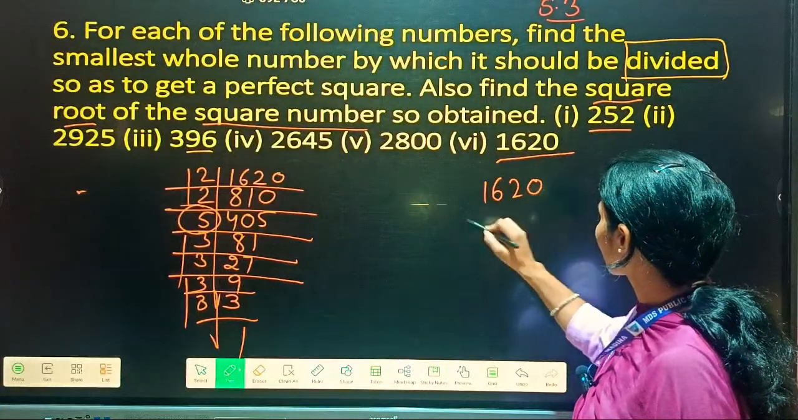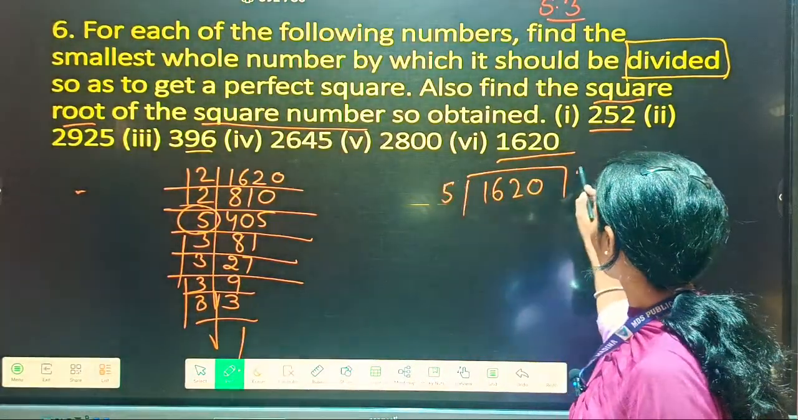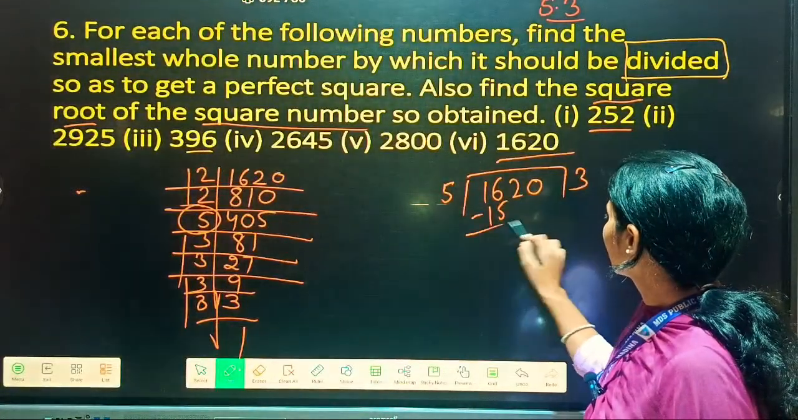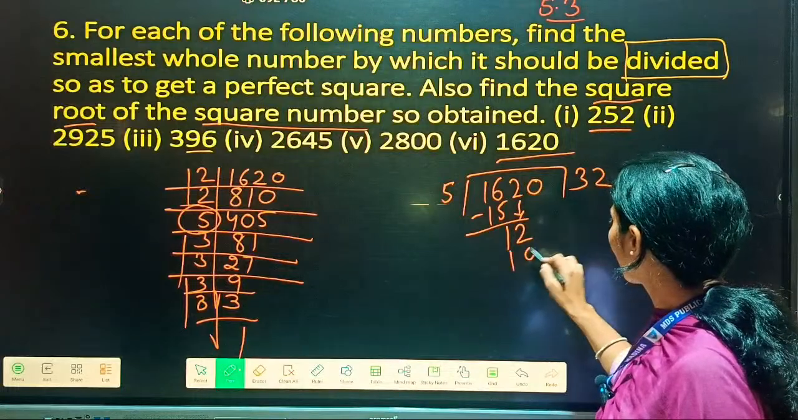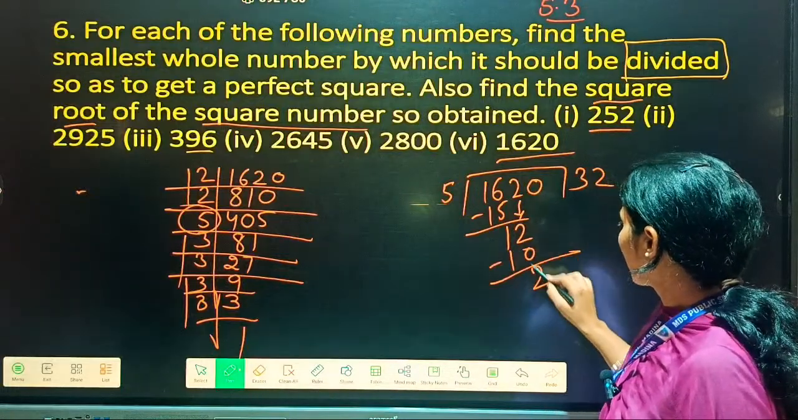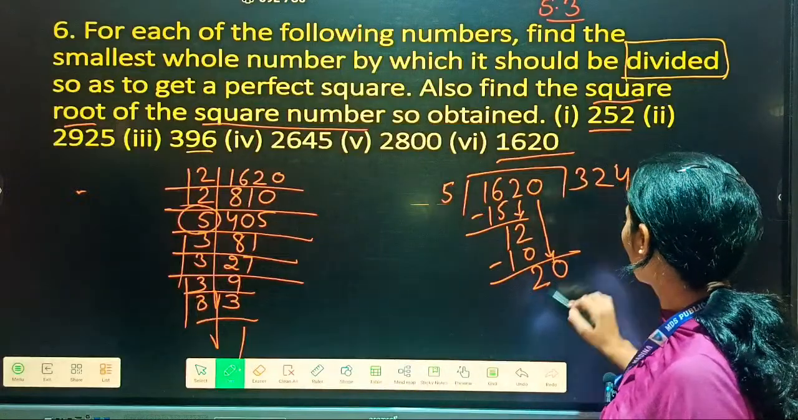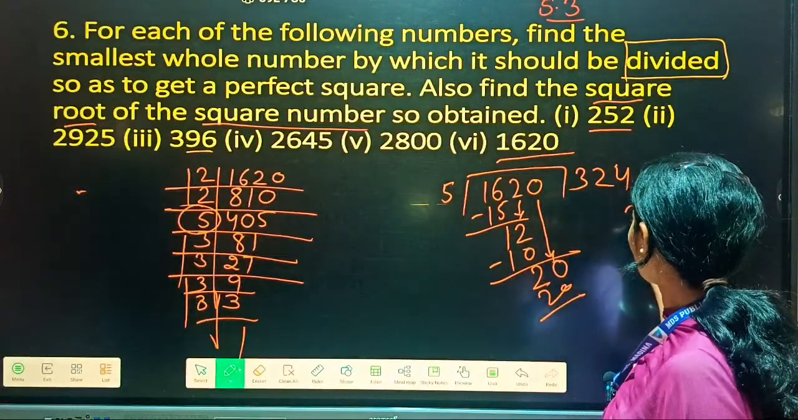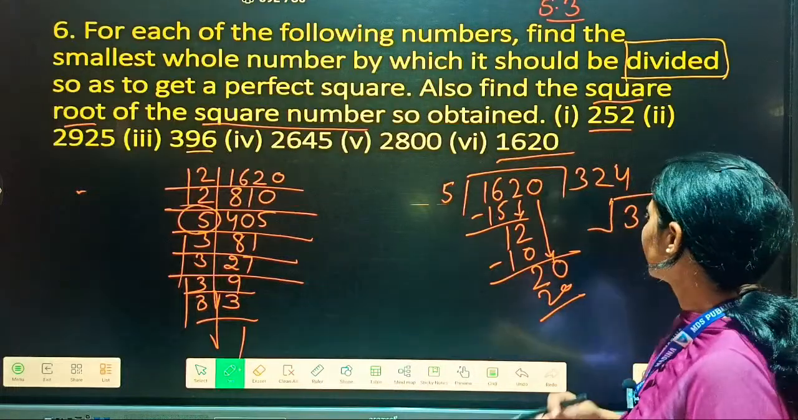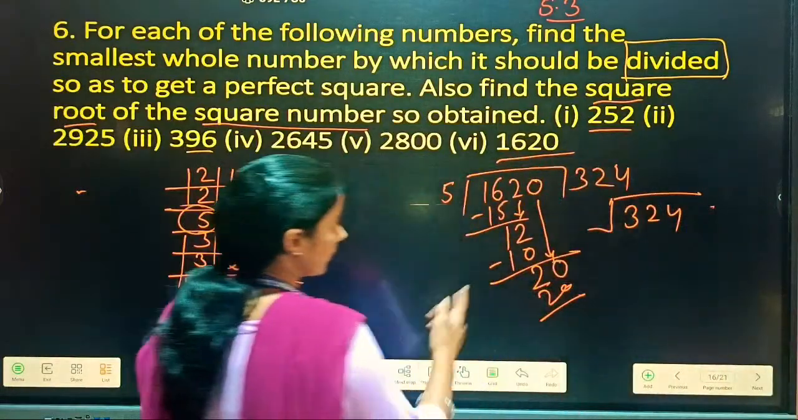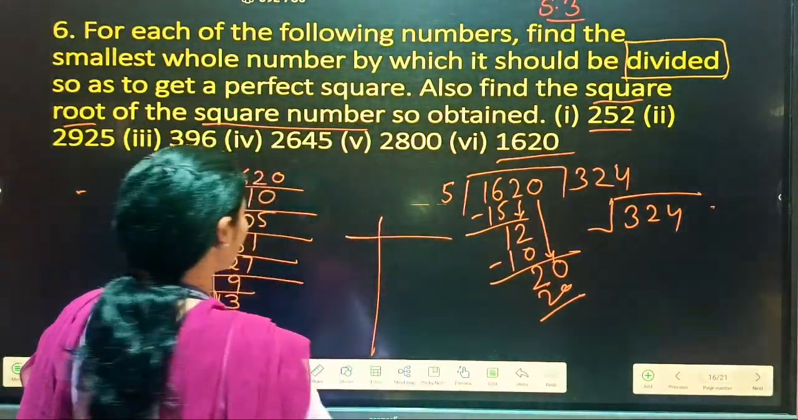We have to divide this given number. Divide by 5. 5 3s are 15. 1 remainder, carry down, 5 2s are 10. Then remainder is 2. Carry down this 0 and 5 4s are 20. So the answer is 324 and we find its square root. Let us find out its square root.